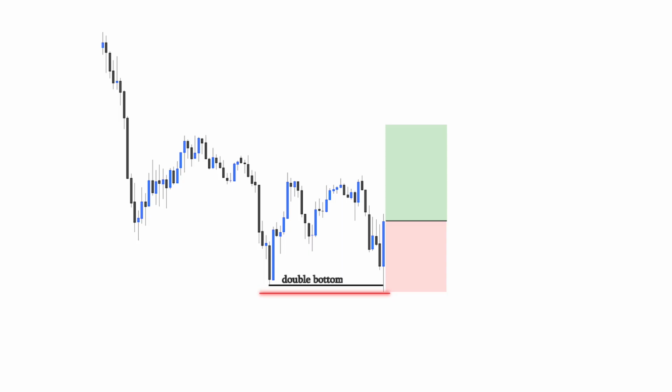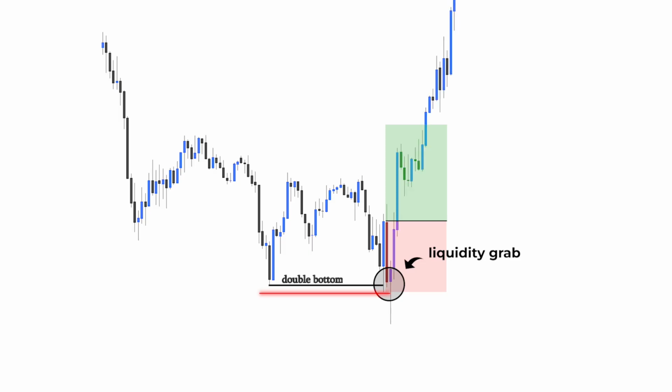Big players know this pattern is popular. They let the support hold for a while to attract buyers and build up stop-loss orders below it. Once enough traders have entered, the price suddenly dips below support, triggering stop losses. This causes panic selling to grab liquidity, where market makers intentionally push the price lower to collect orders. Market makers use this opportunity to buy at a lower price and fill their positions. Once they've collected enough liquidity, the price quickly reverses and moves up, leaving retail traders stopped out and confused.